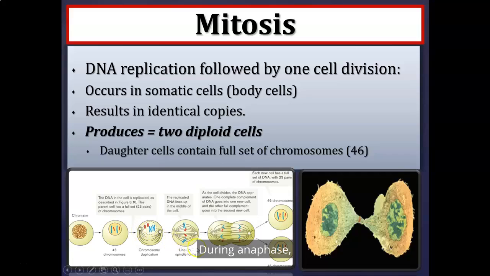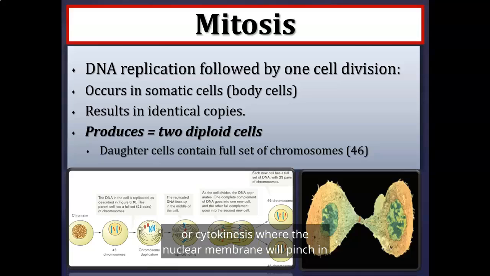During anaphase, there's going to be a process called disjunction. So the spindle apparatus is going to rip apart the sister chromatids at the centromere and pull the now individual chromosomes to opposite poles of the cell. And then the conclusion is called telophase or cytokinesis, where the nuclear membrane will pinch in and form the two identical diploid daughter cells.